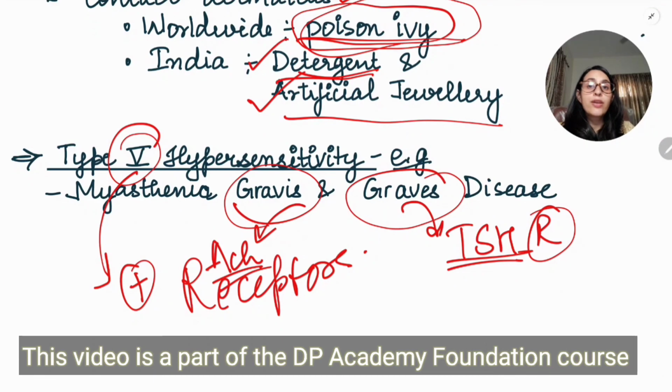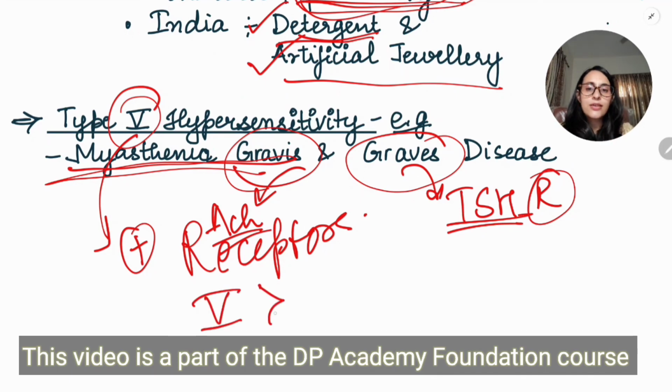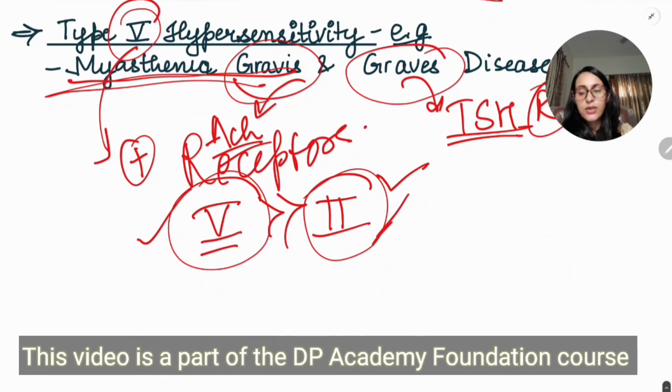So if in a multiple choice question or in the exam myasthenia gravis is asked, which kind of hypersensitivity is it? If type 5 hypersensitivity is there in the options, then it is the correct option. If type 5 hypersensitivity is not there, then you mark type 2 hypersensitivity, because earlier it used to come under type 2 hypersensitivity. So the first or best option is going to be type 5 hypersensitivity, and second best is type 2 hypersensitivity.